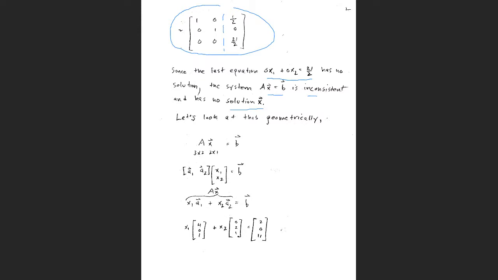But what we want to do is look at this situation geometrically. So what I've done here is I've written down AX equals B, and I note that A is a 3 by 2 matrix. The vector X is a 2 by 1 matrix, and of course the matrix B is a 3 by 1.